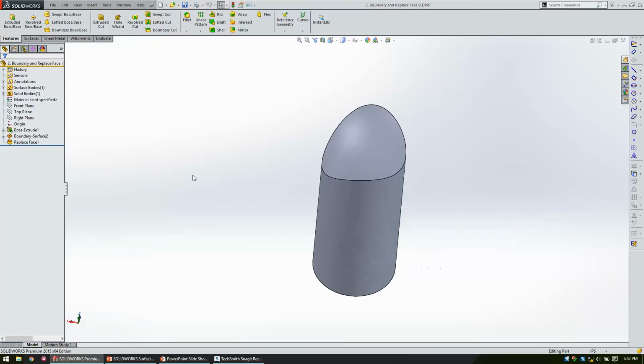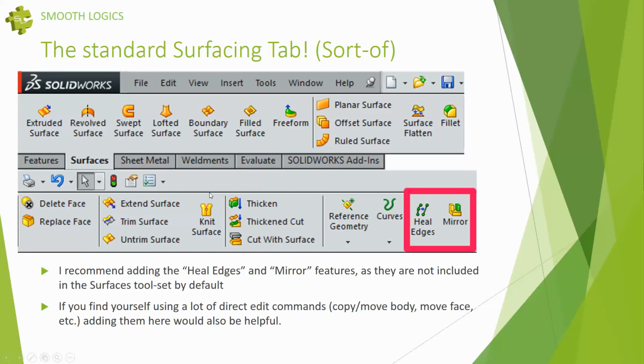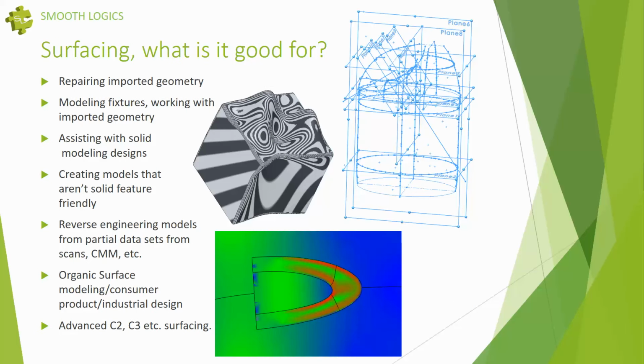Yeah, if you use a lot of the direct editing commands, so copy, move body, face, that kind of thing, you could also add them in the surfacing area. So surfacing, what is it good for? I get that question a lot. We just are talking about that congruently here.